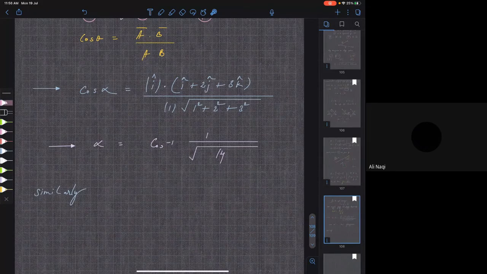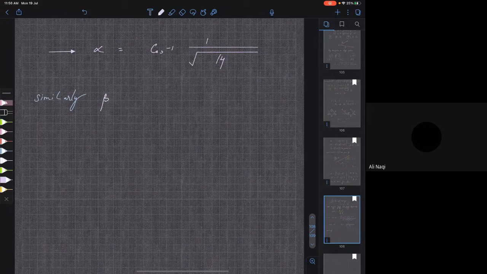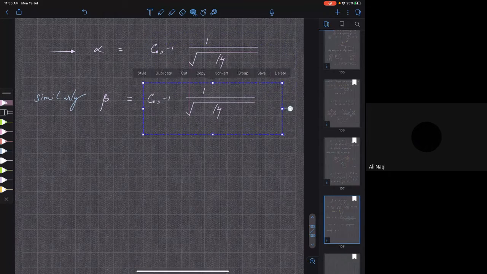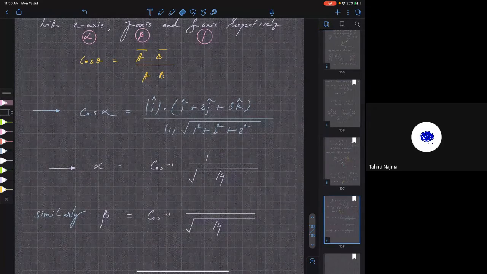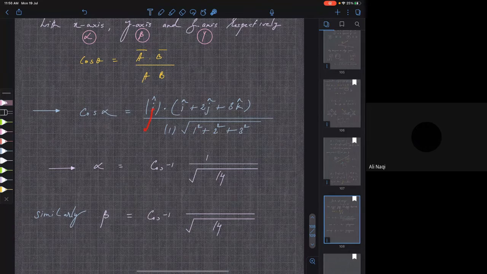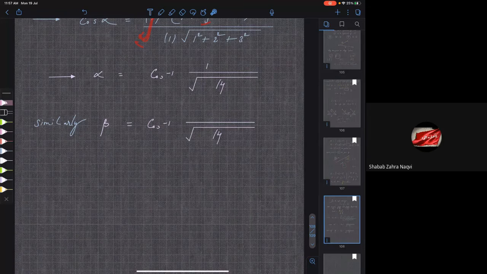Similarly, what is beta equal to? It will be cos inverse of... No, not 1. Here j cap will come. So what will come on top? 2 by root 14. Gamma equals cos inverse of 3 by root 14. Clear?